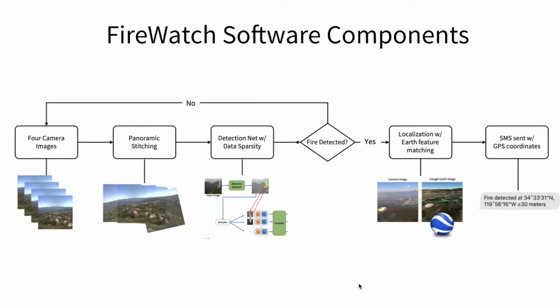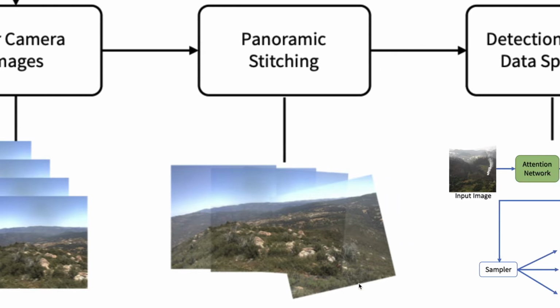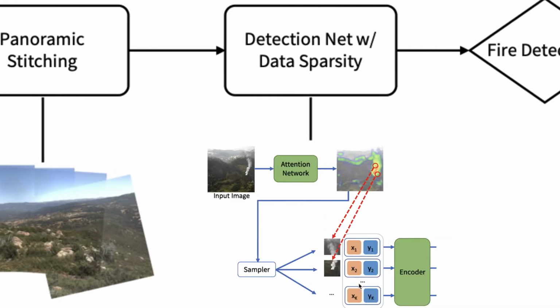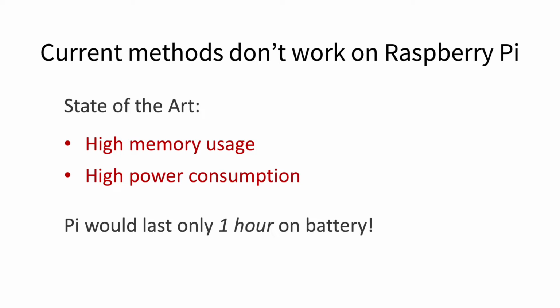Now I'll go over the main software components. 4 images from the camera sensors are combined using a panoramic stitching algorithm. This single image is inputted into the fire detection model. I couldn't use current state-of-the-art wildfire detection algorithms since they weren't designed for embedded systems.